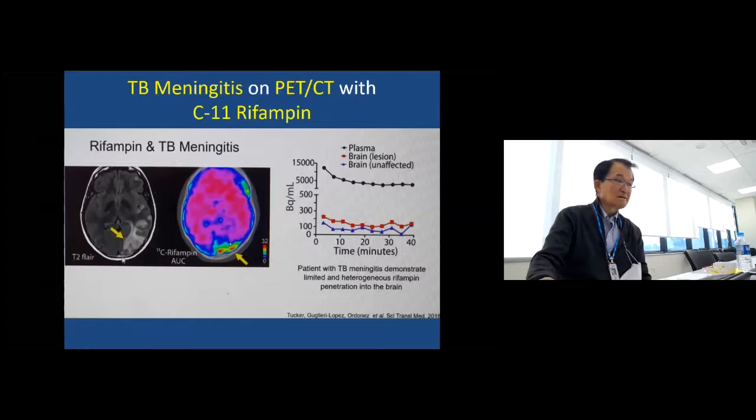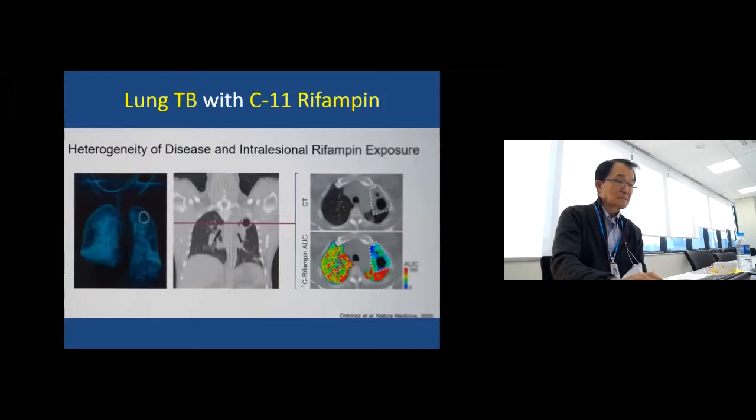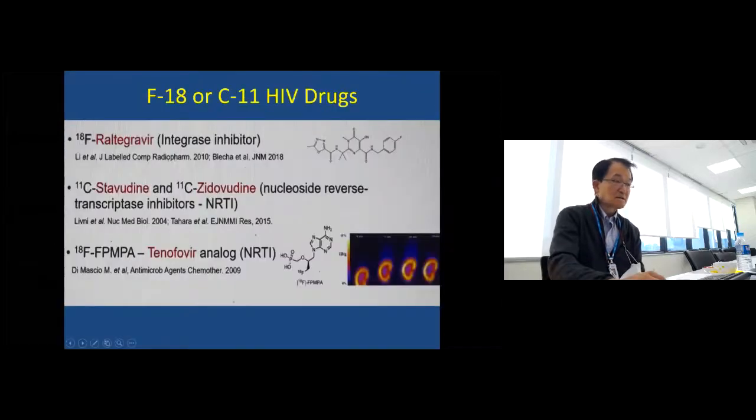So rifampin labeled with C11 has been reported showing TB meningitis. The meninges take it up. But I think FDG also shows. So this is again more specific because they label the drug. So how much drug accumulated in the known area, and then you can follow up how much. That's an advantage. And certainly pneumonia is a very non-specific finding here, patchy, and FDG is taken up by macrophages. It's more likely chronic infection.